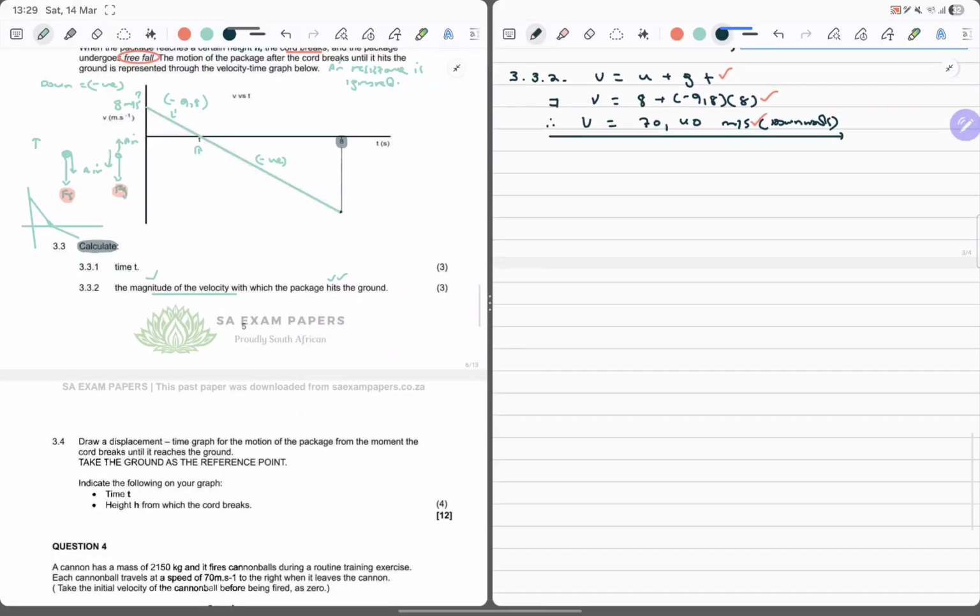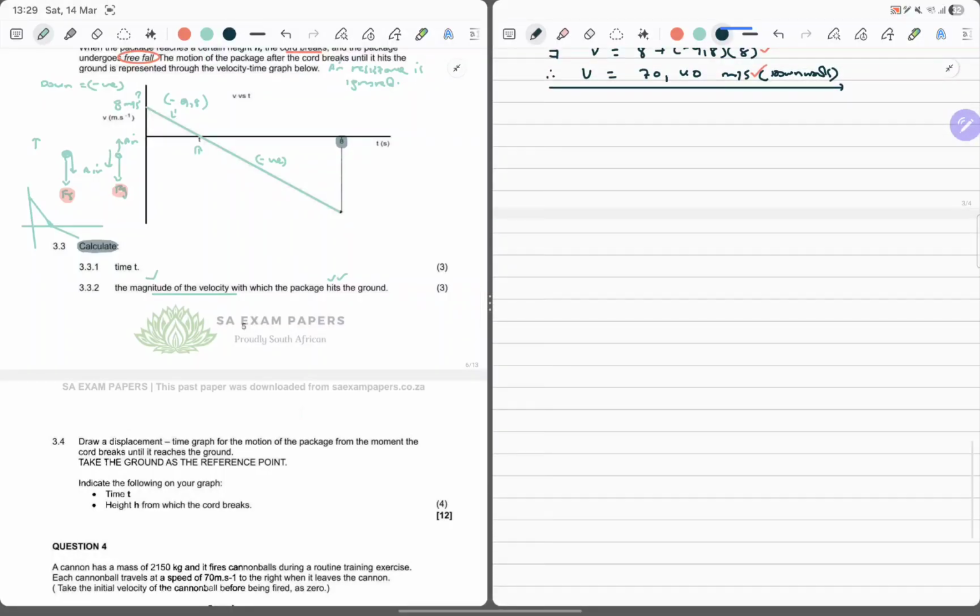Anyway, guys, so easy stuff. They didn't punish you guys on this one. So 3.4 says, draw a displacement time graph for the motion of the package from the moment the cord breaks until it reaches the ground. Now it says take the ground as a reference point, meaning it's ground 0. All right, indicate the following: the time t, yes, this is when it reaches maximum height, and height h from which the cord breaks. Well, it's not a problem.